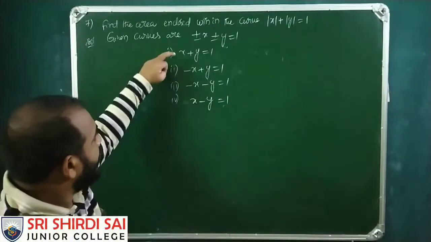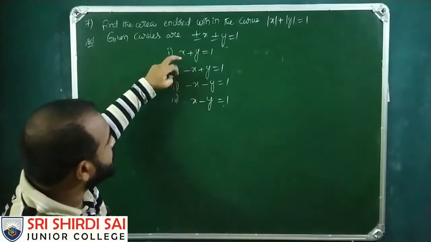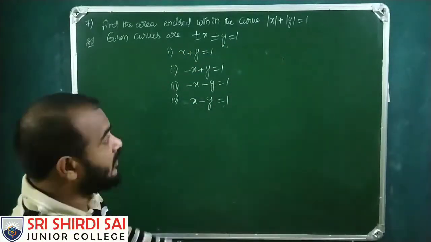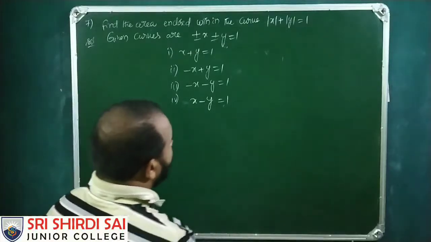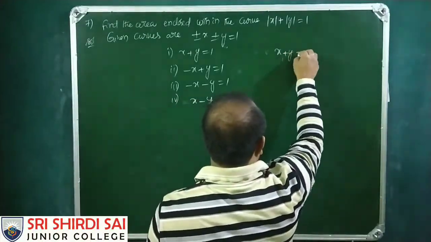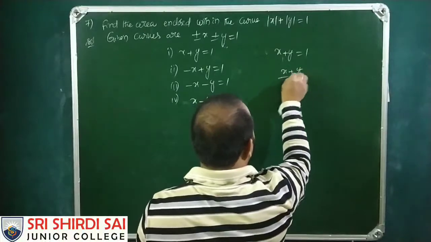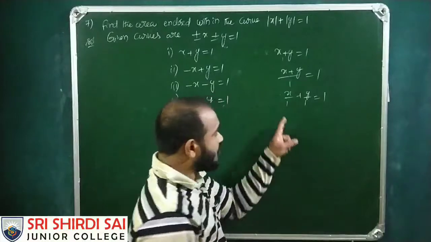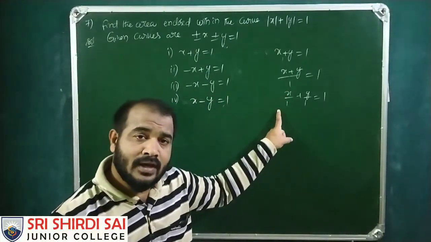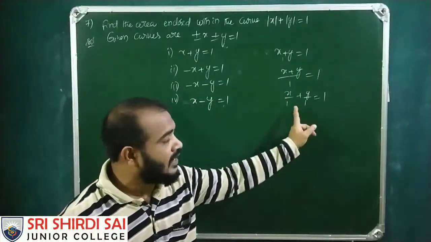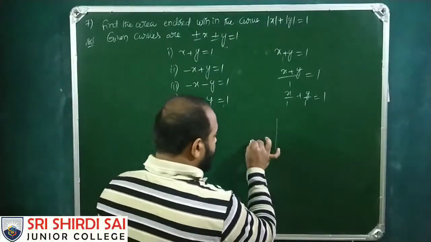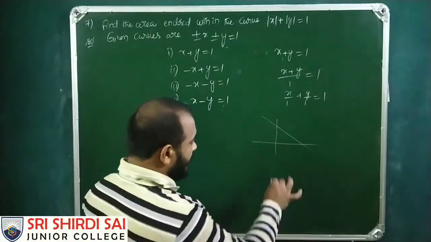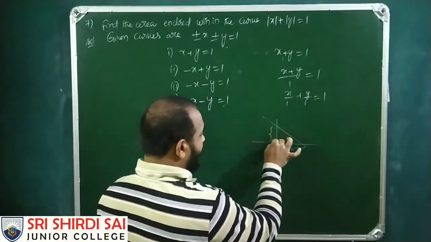See, x has two positives and two negatives, y has two positives and two negatives. In total these are the given lines. And this is of the form x plus y equals 1, so x by 1 plus y by 1 equals 1. So this is of the form x by a plus y by b equals 1. Here both a and b are 1. That means this is the equation of the line in intercept form. This is 1 and this is 1.